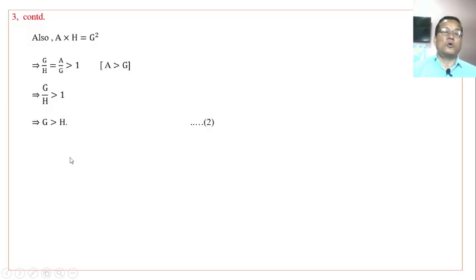It's in equation 2. 1 number 2 the Quena Panga combining 1 and 2 we get A is greater than G, G is greater than H. The arithmetic mean is greater than geometric mean, which is greater than harmonic mean.